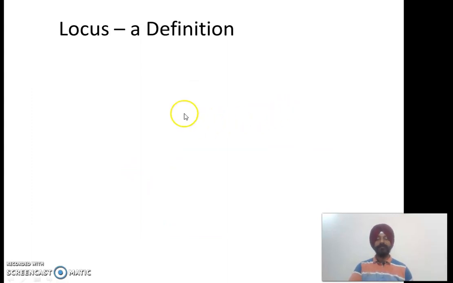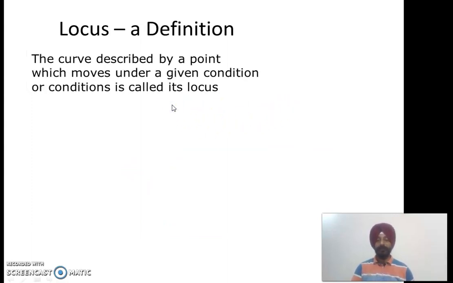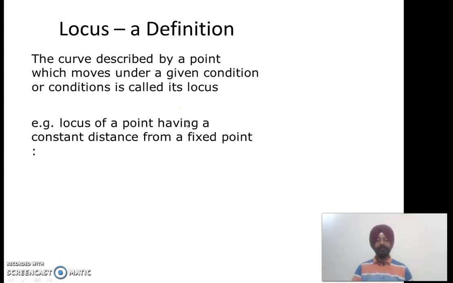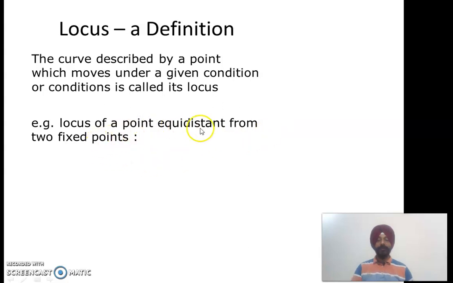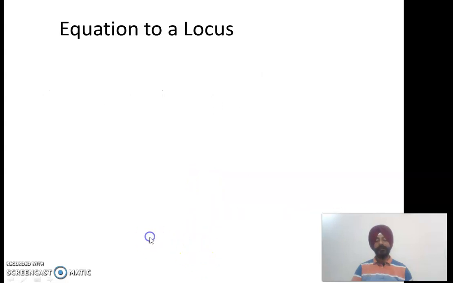So the last definition is locus. What is locus? The curve described by a point which moves under a given condition or conditions is called a locus. That is, the locus of a point having a constant distance from a fixed point. So just see, this is a circle. The locus of a point equidistant from two fixed points is this line, the perpendicular bisector.